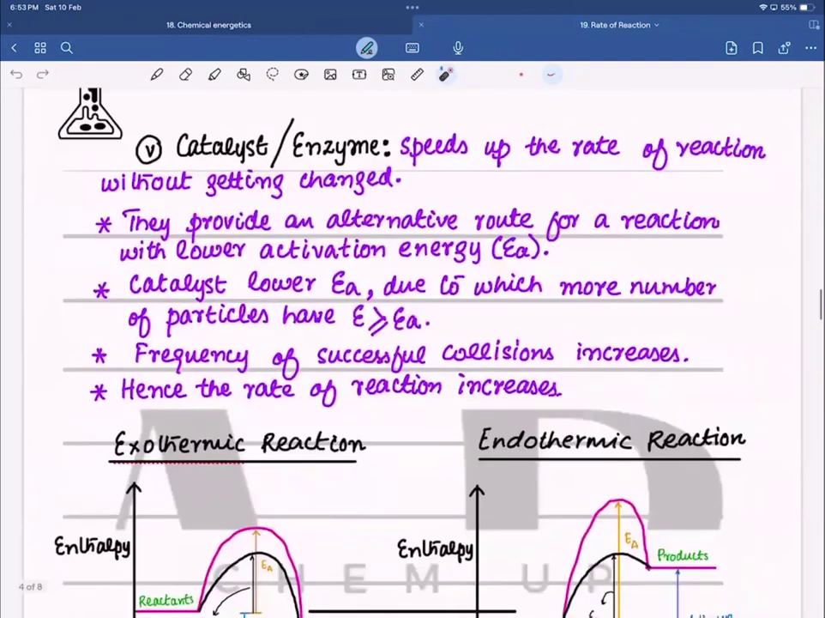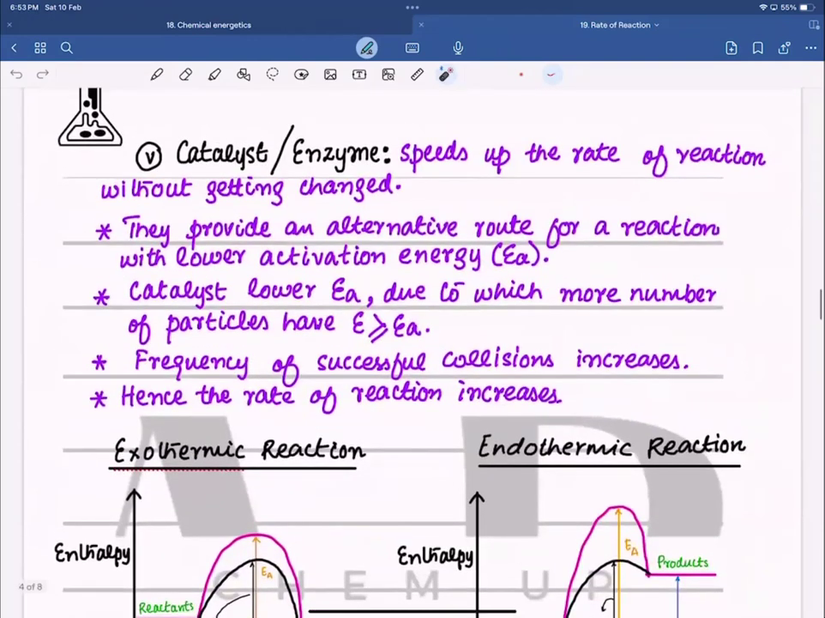Now, after this, we have a catalyst. What does a catalyst do? A catalyst speeds up the reaction by lowering the activation energy. It gives another path for the reaction to occur with a lower activation energy, and as a result, there are now more particles who have an energy greater than or equal to the new activation energy. As a result, the frequency of collisions would increase and the rate of reaction would increase.